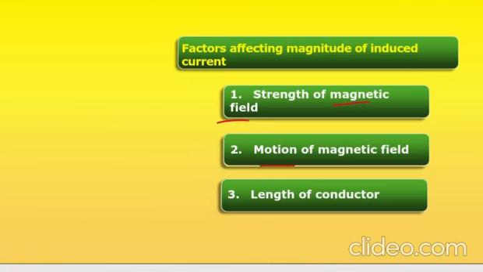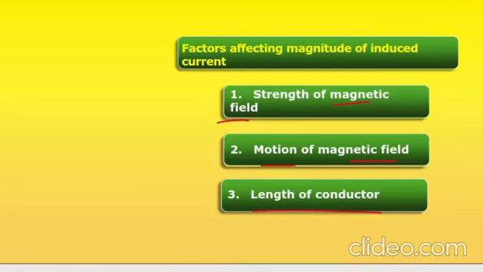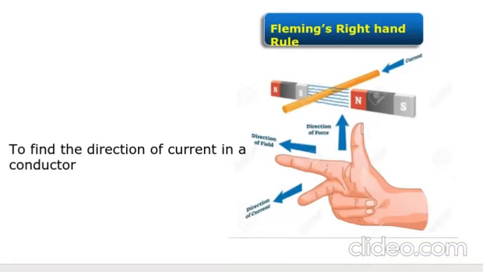Next is the motion of the magnetic field. What is the motion of it? That also matters. And the length of the conductor again. Whatever conductor is being used over here, as I said, should be a conductor introduced. So that is also important to us. Only these factors will be there.